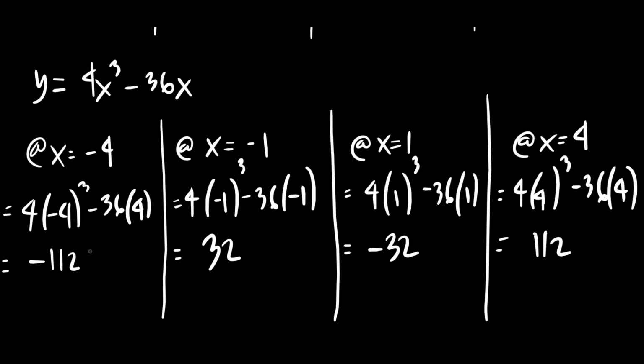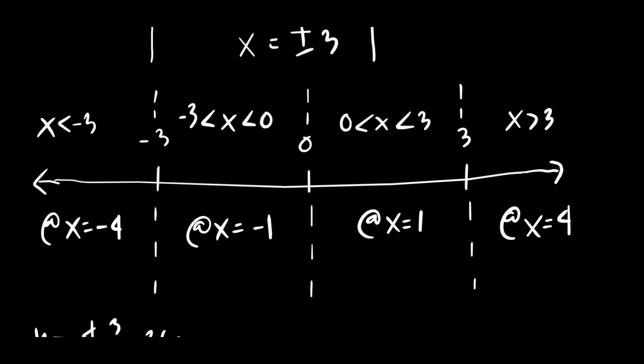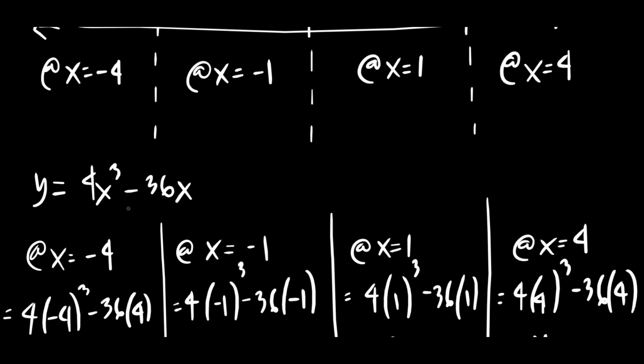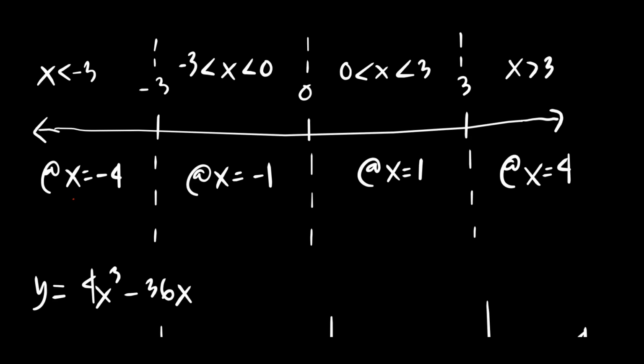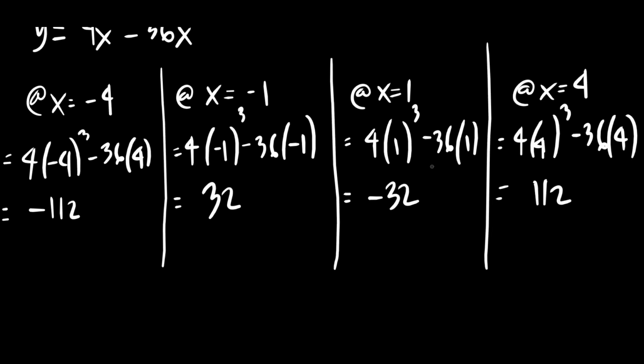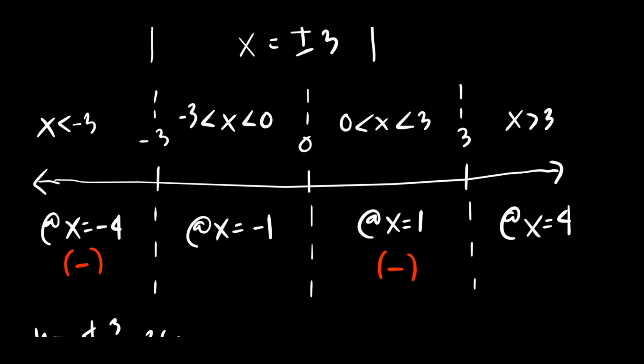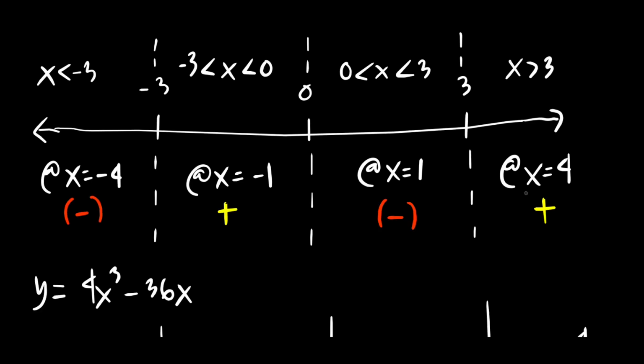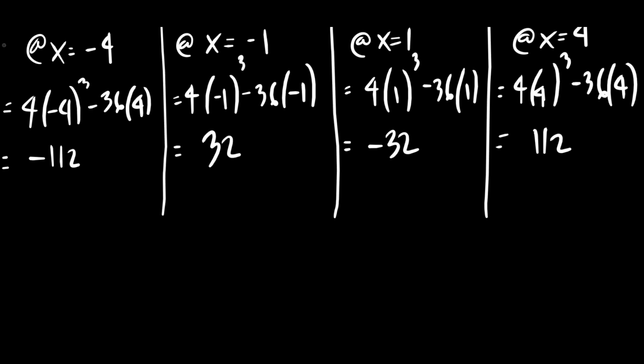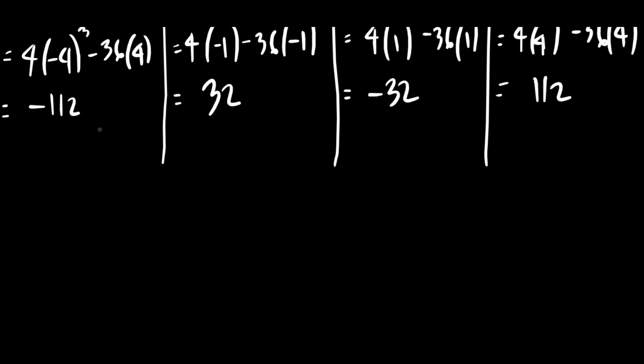So the negative values are at x equals negative 4 and 1. So this is negative and this is also negative. And the positive values are at x equals negative 1 and 4. So this is positive. This is positive. So after this one, we'll conclude that the increasing will be the positive intervals.